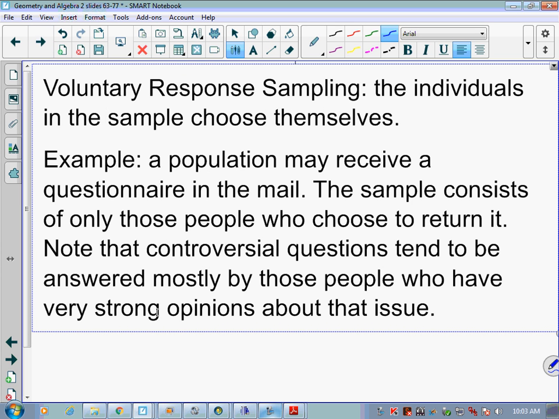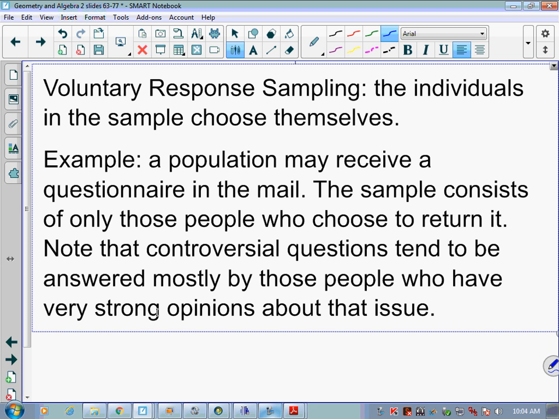Okay, voluntary response. Voluntary response is a lot like during elections or something like that, or you get your parents probably. Do your parents ever complain about getting called, especially during election season, to answer a survey? Yeah. So that's a voluntary response. What do I do most of the time? I hang up. But there are some people that volunteer to answer the survey. That's a voluntary response. The individuals in a sample choose themselves.